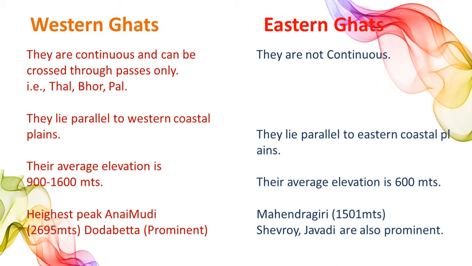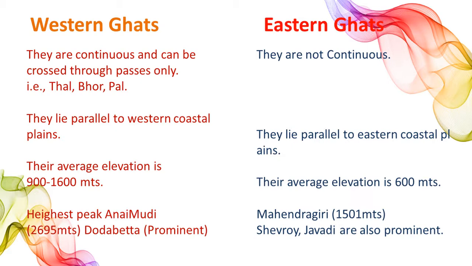Now let us learn the differences of Western Ghats and Eastern Ghats. Western Ghats lie parallel to the western coast. They are the most continuous and can only be crossed through passes. Example, Thal, Bhor, Pal. Whereas Eastern Ghats are most discontinuous and irregular and are dissected by the rivers and drained into Bay of Bengal.